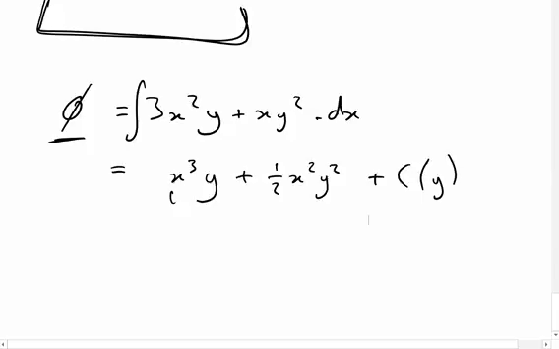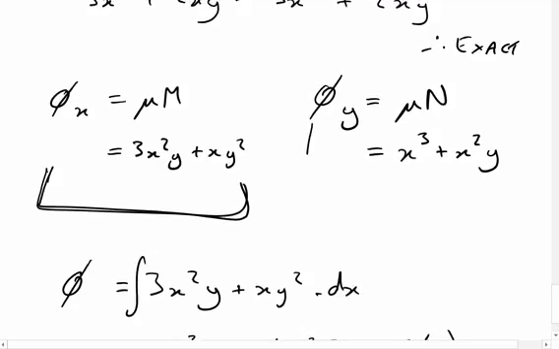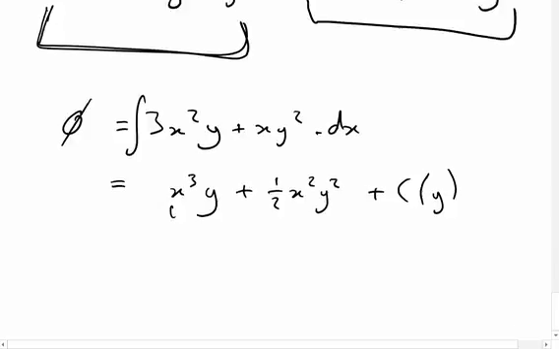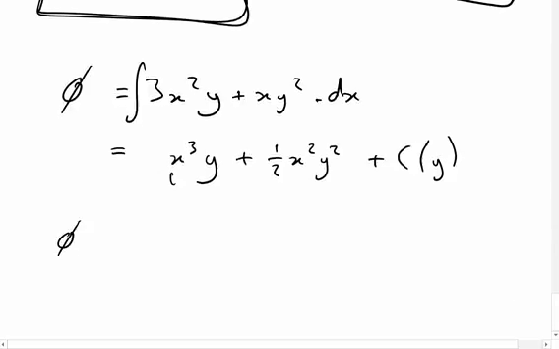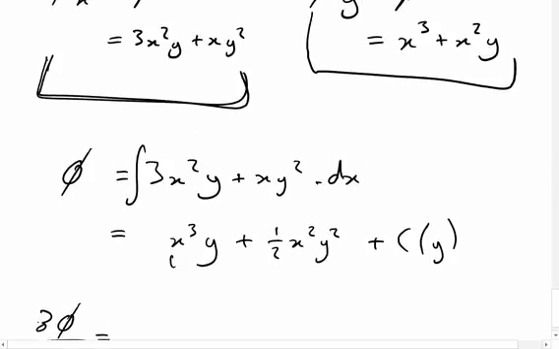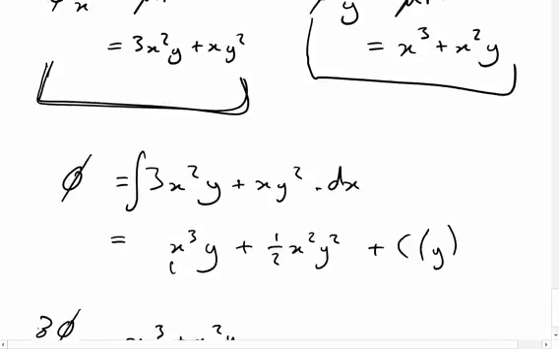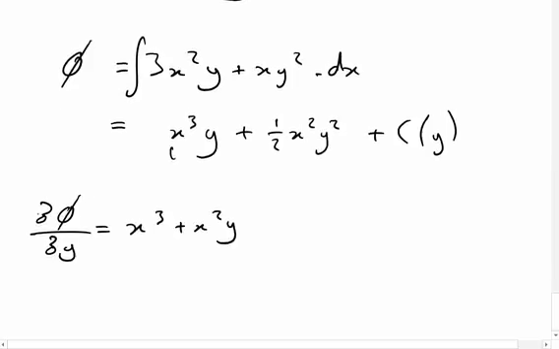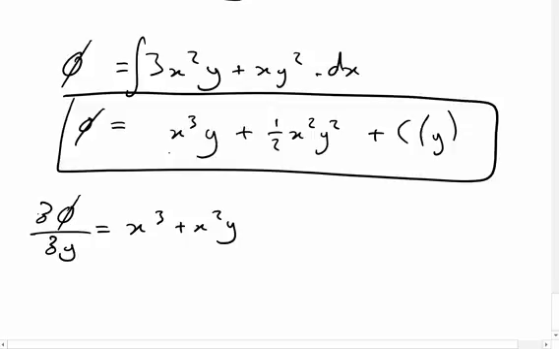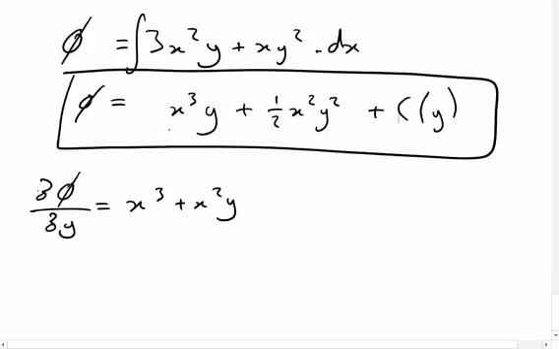Well, what else do we know? We know that the partial derivative of phi with respect to y is equal to x cubed plus x squared y. Let me write it out: the derivative of phi with respect to y must be equal to x cubed plus x squared y, just from that thing up there. So now we know phi is equal to this, and the idea is that we want to work out what this constant is. The way we can work it out is by knowing that the derivative of phi with respect to y must be equal to that.